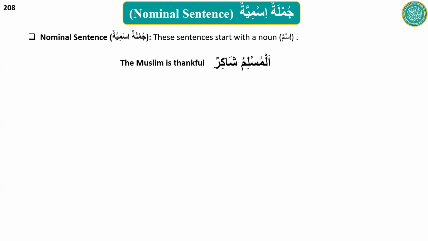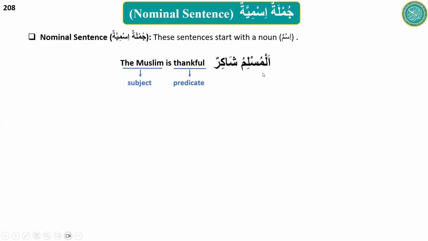Now, we already know from our knowledge of the English language, in the sentence the Muslim is thankful, the Muslim is called the subject, and the word thankful is called the predicate. Predicate means the information about the subject. The predicate provides some information about the subject. So the word thankful is telling us something about the Muslim. Thankful is information about the Muslim.